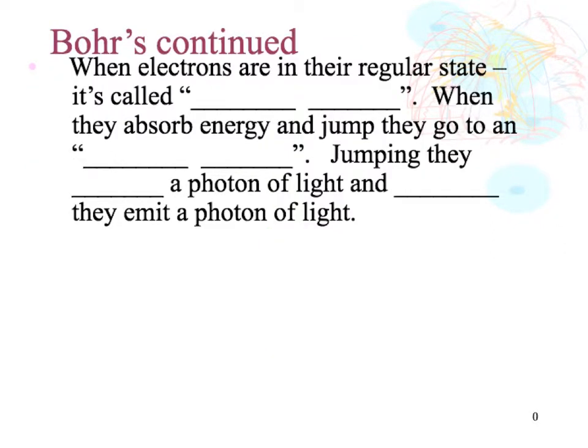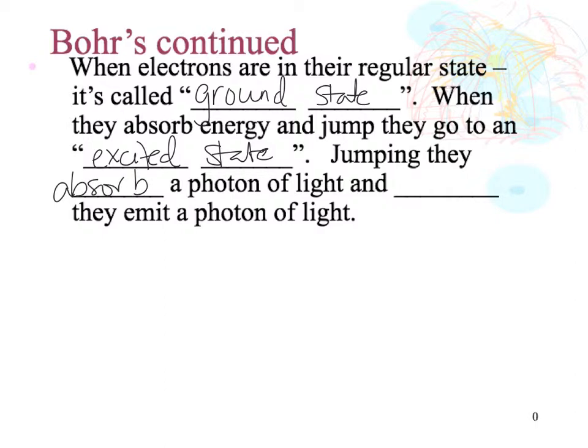So what he said was that electrons are in their regular state, and this is called the ground state. In the next video, we're going to start putting electrons in their ground state where they belong. But when they absorb energy and jump, they go to what's called an excited state, again in quantized little packets. Jumping, they absorb a photon of light, any electromagnetic radiation. It could be visible, it could be a gamma ray, whatever. And falling, they emit a photon of light, and we can see that.